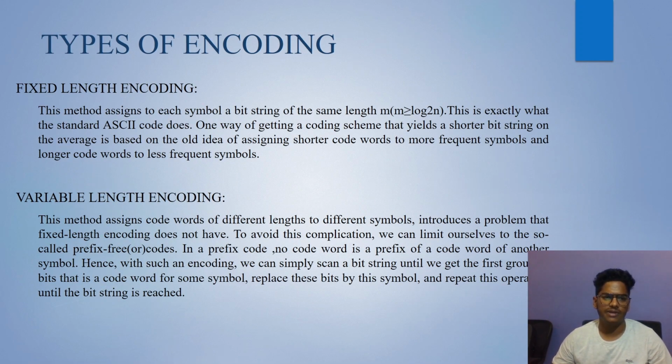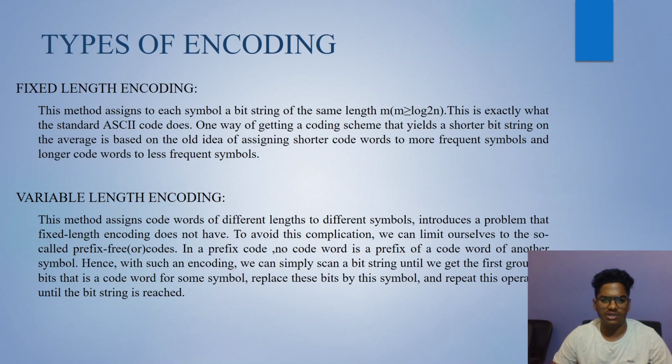Types of encoding. Fixed length encoding. This method assigns to each symbol a bit string of the same length m. This is exactly what the standard ASCII code does. One way of getting a coding scheme that yields a shorter bit string on the average is based on the old idea of assigning shorter code words to more frequent symbols and longer code words to less frequent symbols.